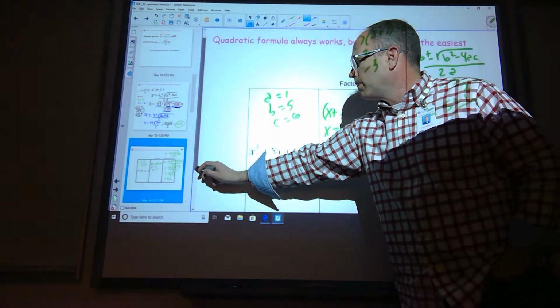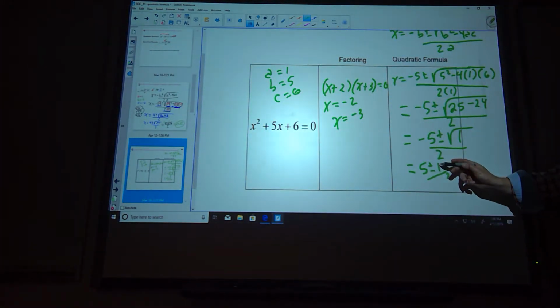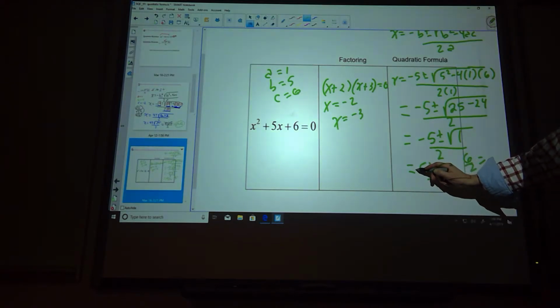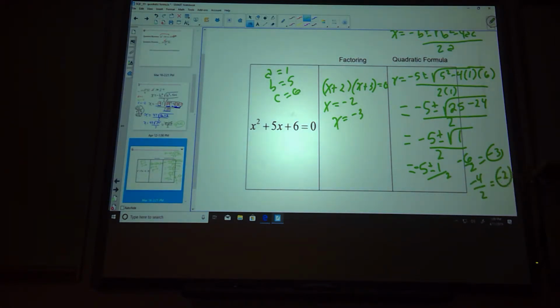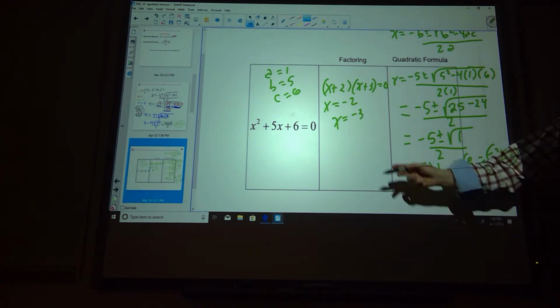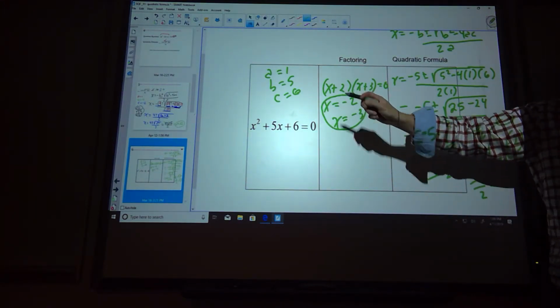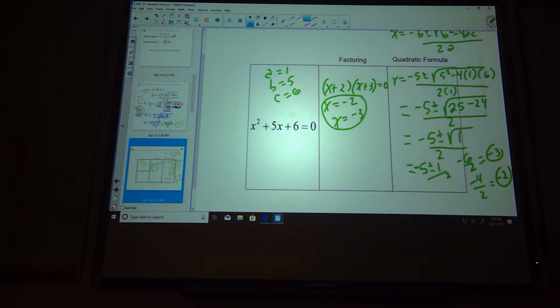Okay. Negative 5 plus 1 is negative 4 over 2, which is negative 2. Whoops, I lost the negative there. Negative 5 minus 1 is negative 6, so I get negative 3. My answers here are negative 3 and negative 2, and they're far different than those two answers right there, aren't they? So the quadratic formula works really nicely, even if it can factor.